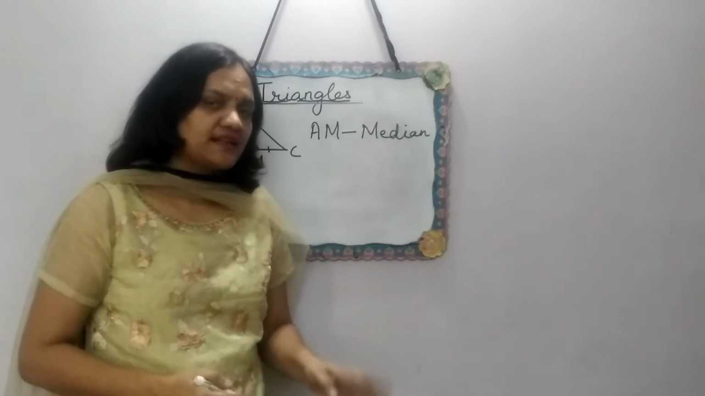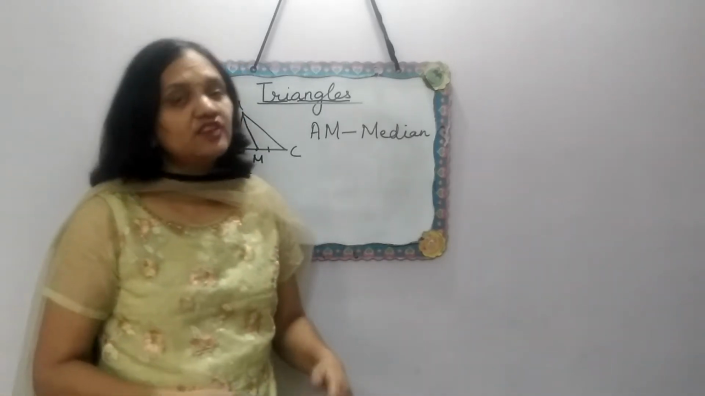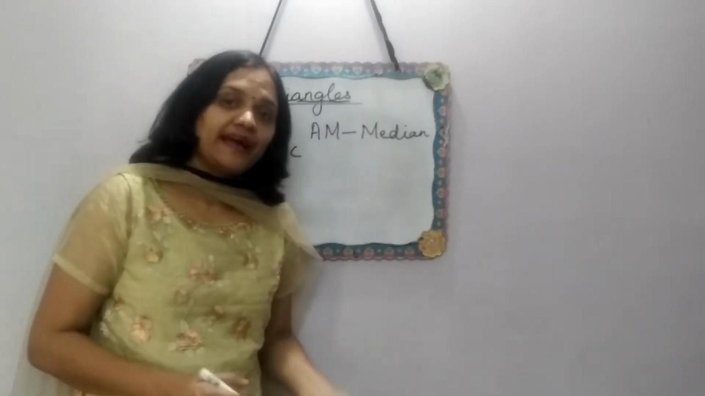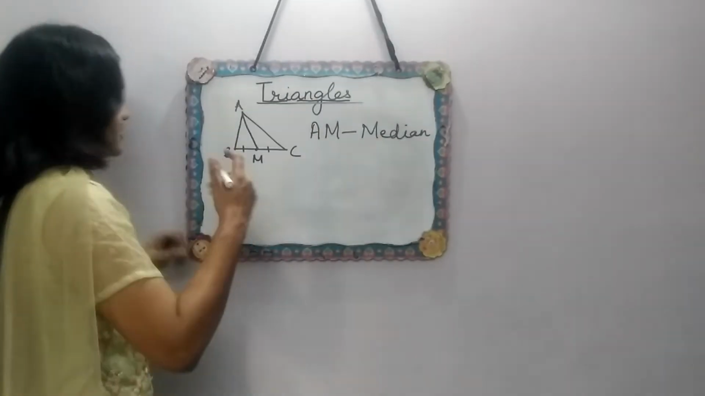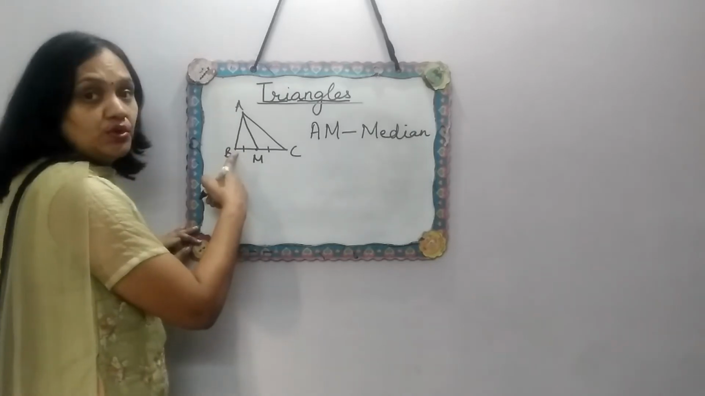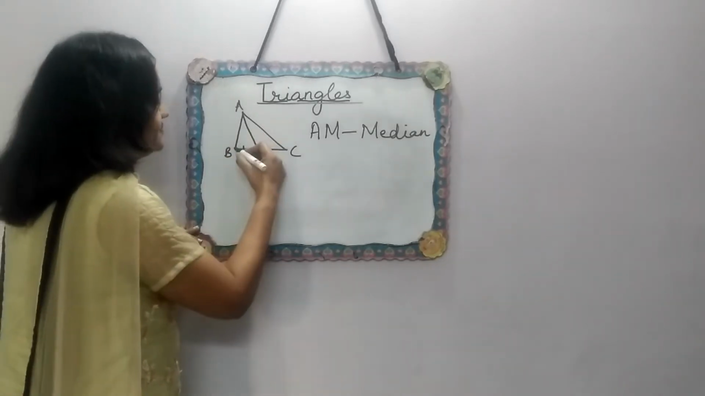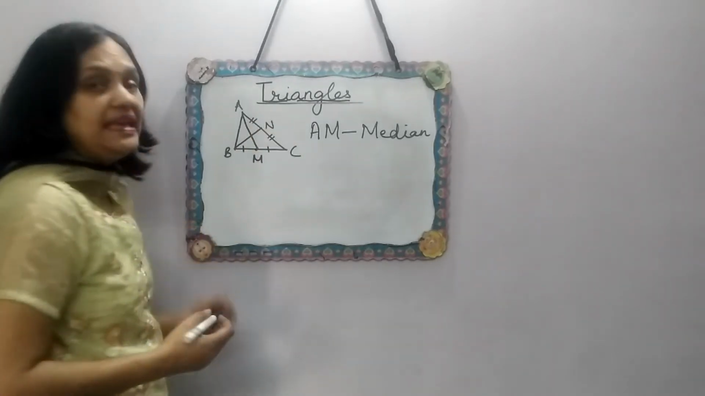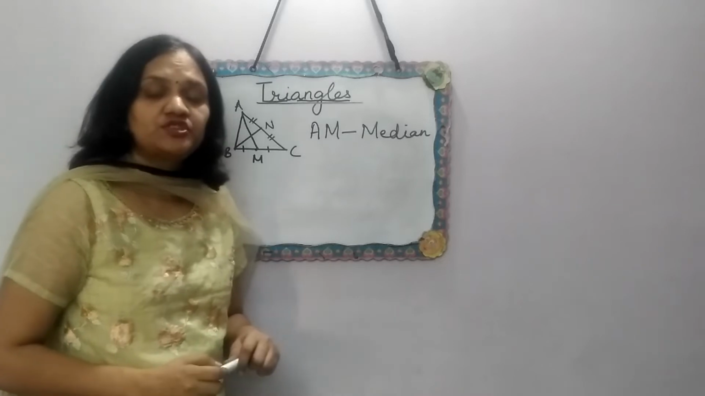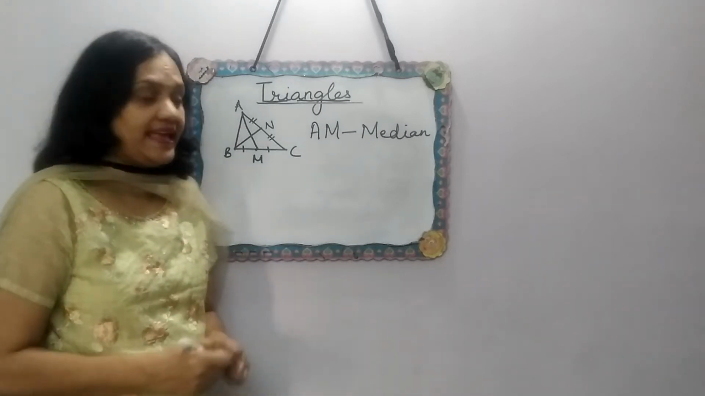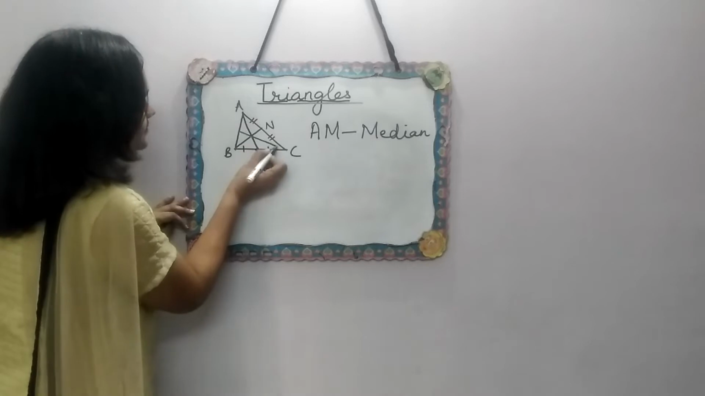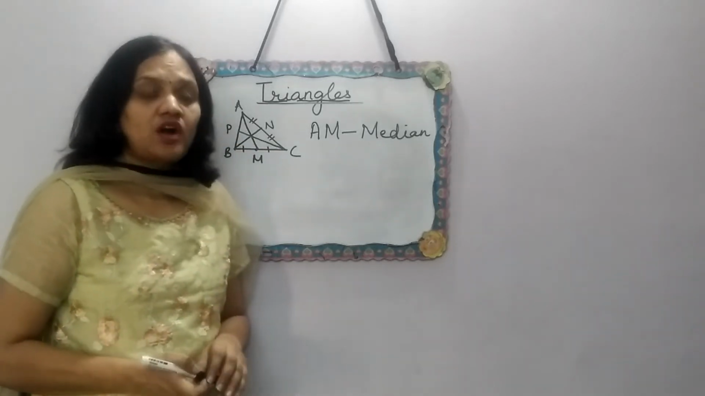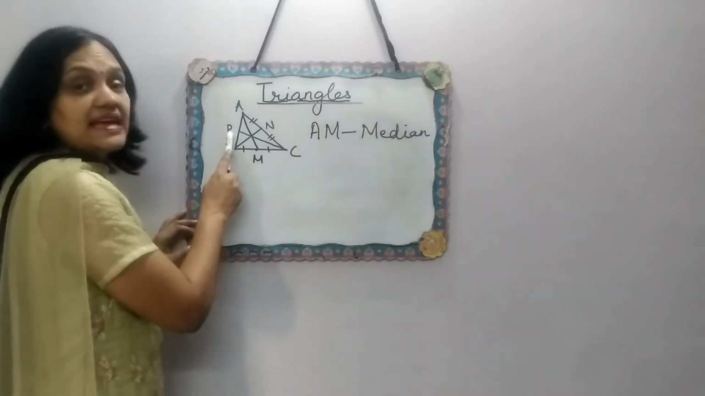A triangle has three angles, three sides, three vertices. Similarly, a triangle has three medians, one median corresponding to each side or each vertex. Now, which is the median corresponding to the vertex B or the side AC? BN is the median corresponding to the vertex B or side AC. Similarly, we can draw CP as the median corresponding to the side AB.